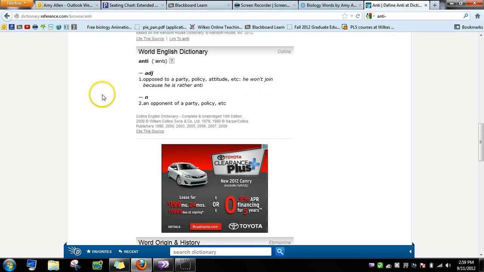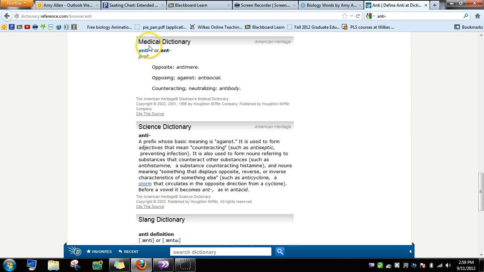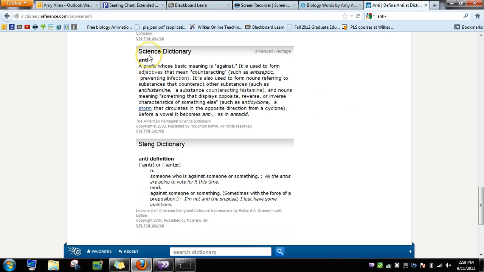If you continue to scroll down, you know it's an adjective or a noun. Word history. You're looking at the medical dictionary. Medical dictionary deals with biology. So, antimere, antisocial, antibody. Find a biology word. Science dictionary, getting warmer. Looking for a sentence that has the word anti in it. Such as, here we go, antihistamine, a substance counteracting histamine. So if you can come up with a sentence that has the word antihistamine in it, remembering that you need to know what antihistamine means, then your sentence is done.